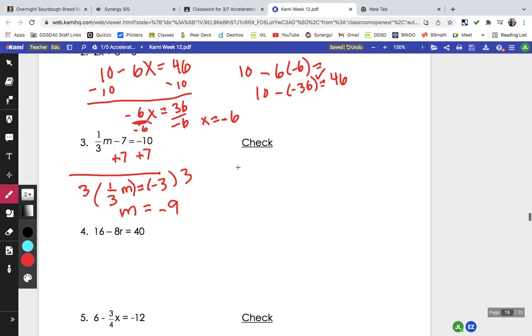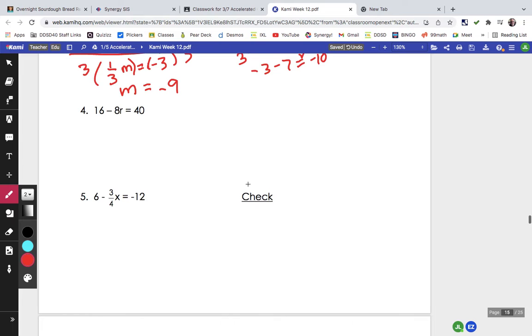And when we check that, 1/3 of negative 9 minus 7, 1/3 of negative 9 is negative 3. Negative 3 and negative 7 checks out. It is negative 10. This is another one where, surprisingly, we're going to subtract 16.